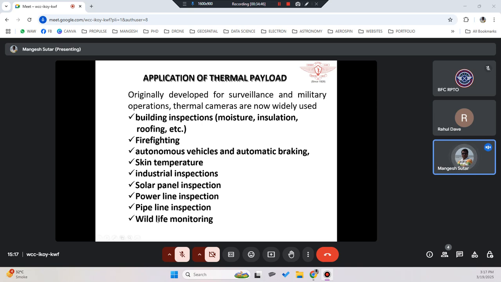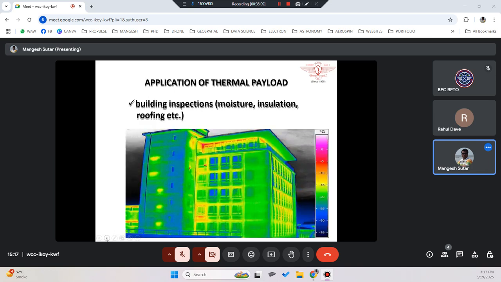Then we talk about wildlife monitoring also. A lot of the time the movements of wildlife can be detected through thermal cameras. This we have seen extensively used in Tanzania, Kenya, South Africa, big grasslands where they have to track wildlife movements. So, application of thermal payload again: based on the temperature differences, it will give you the image in thermal form.